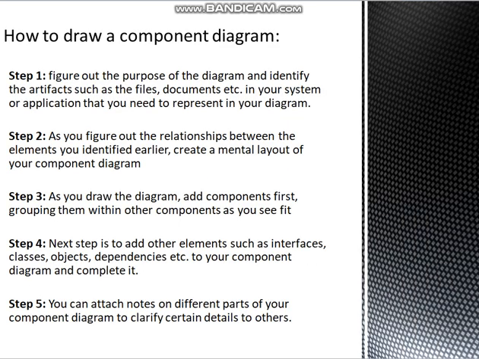And here we have the steps, that is, how to draw a component diagram. And here we have 5 steps. The first step is, before drawing a component diagram, first we have to analyze the purpose of the diagram and identify the artifacts, such as files, documents like that in our system, or application that we need to represent in our diagram. And second step we have, as we have already figured out the relationship between the elements, we have to create the imaginary layout of our component diagram.